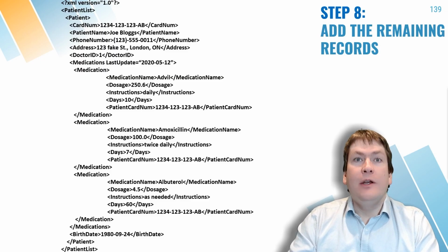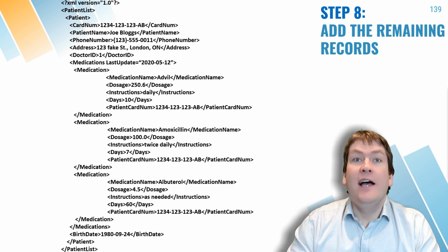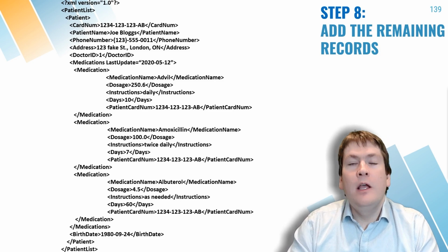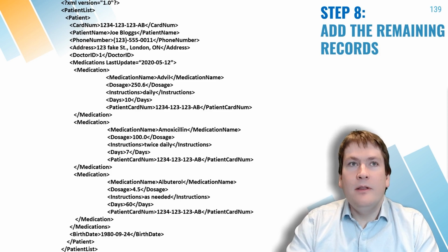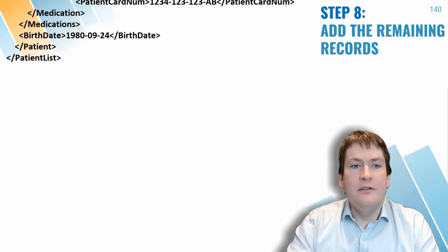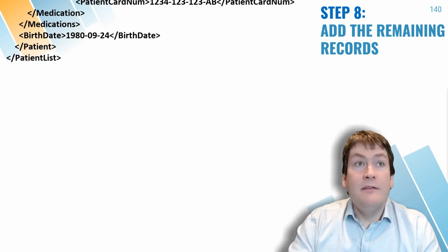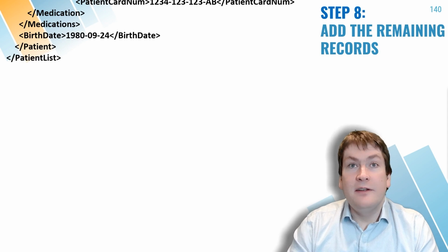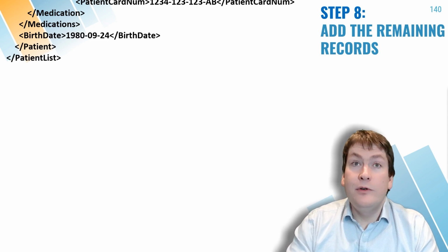So at this point, we know that our XML is valid, but we only have a single patient in the record. We want to add the remaining records to our XML document. So I'm going to scroll up a little bit and zoom in. And now we're looking at the very end of our XML document. You can see the end of the patient list tag there, which is our root element.